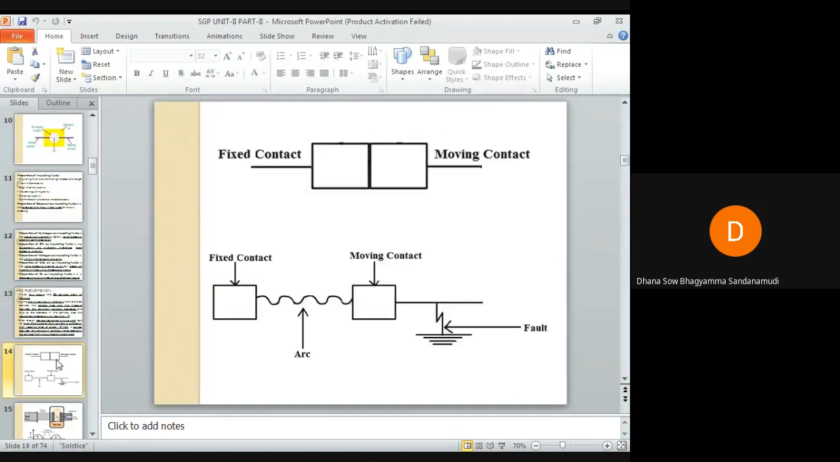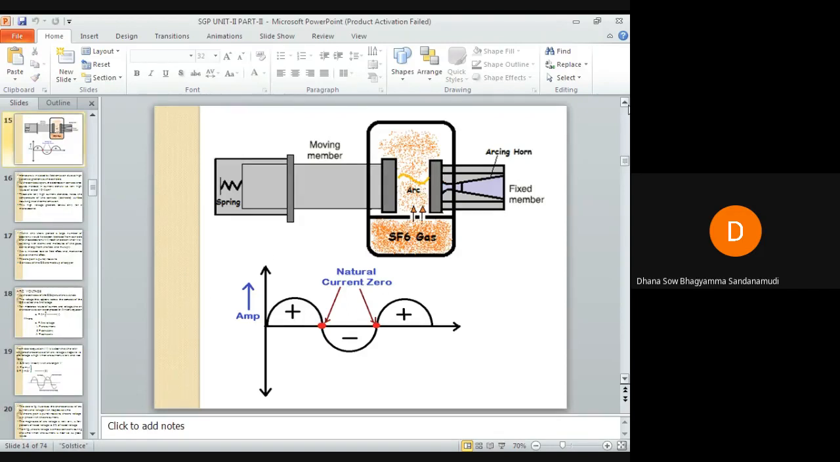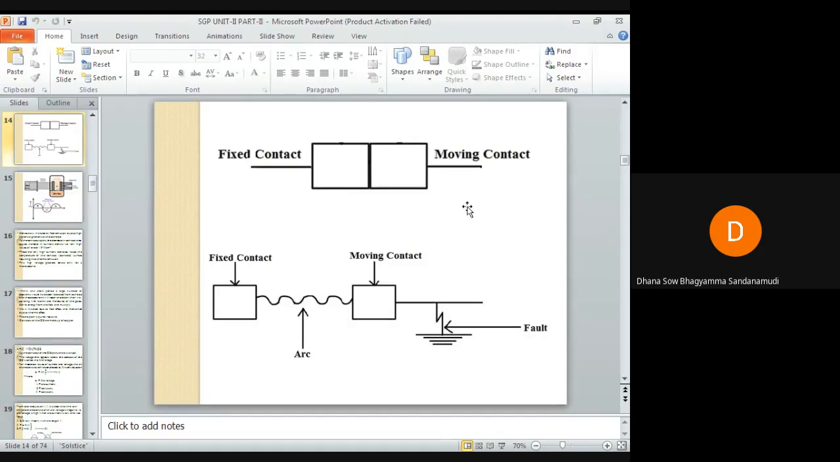We already know that under normal operating condition, the circuit breaker contacts will be in contact with each other, and normal current will flow through these contacts. Whenever an abnormal condition occurs, that is, whenever a fault occurs, the circuit breaker contacts will start to separate. Of course, both contacts will not move at a time, only the moving contact will start moving away from the fixed contact.